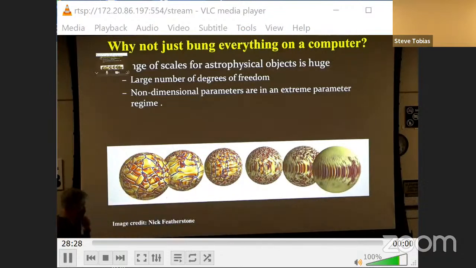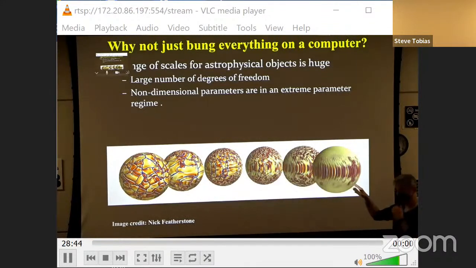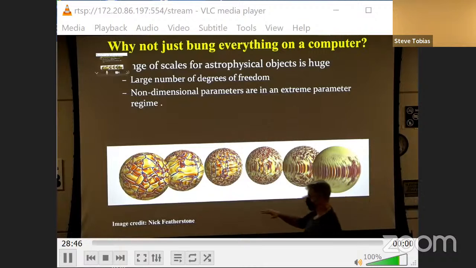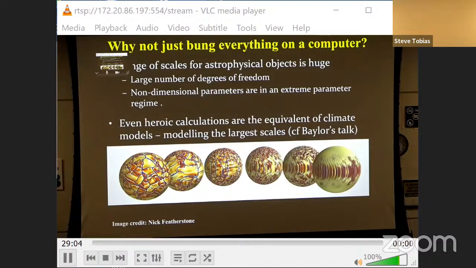calculations by Nick Featherston and the Boulder group, Yuri, I'm sure, was involved, where you take an anelastic convecting ball of gas, you rotate it at different speeds, and you look at the convection patterns, and you can get some incredible information about the effects of rotation and convection. But what you have to realize is that this is the equivalent of Baylor's GCM. It's only really doing the large scales correctly. So even the heroic calculations are the equivalent of the climate models.